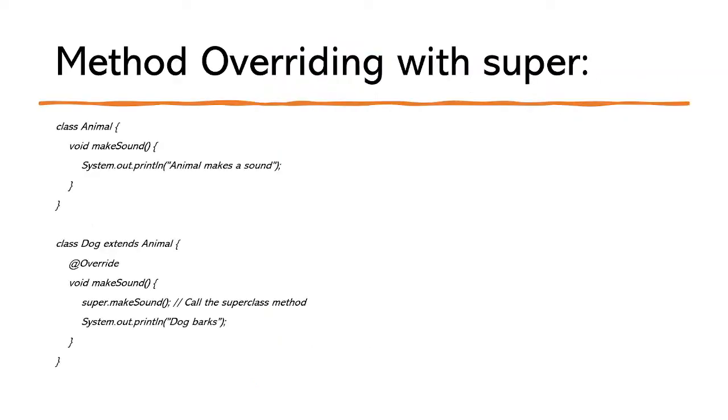So method overriding, how can you do it? The only difference is you will be giving a super. So class animal, here also you will be using dog extends, override is given. But here you give super.makeSound to call the superclass method. In that way you can call the superclass method and achieve the need. Right. So this is method overriding.